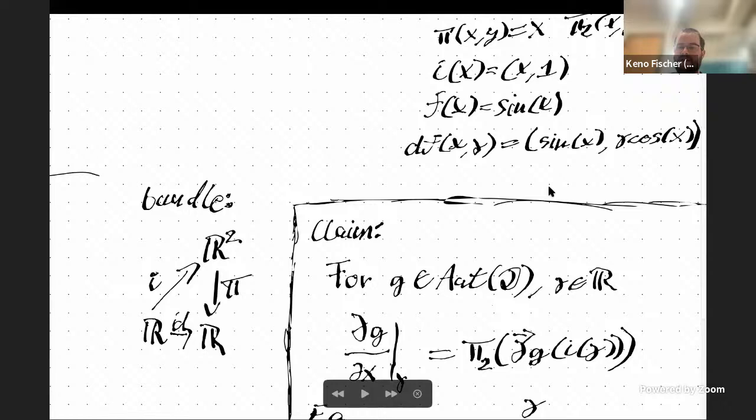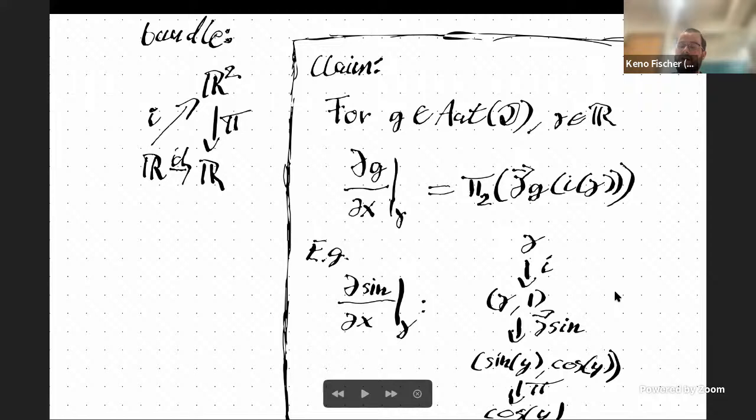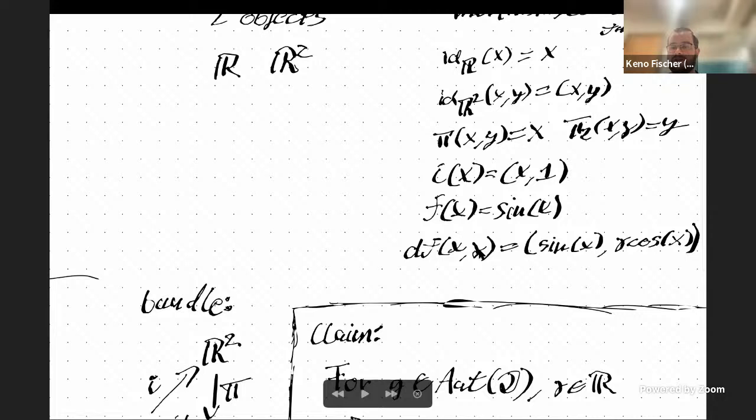Right. So all I'm saying here is that I'm applying this map df to the point y comma one. And I apologize for duplicating notation, but plug in y comma one for the x, y here. And what you get is sine y cosine y. Okay, now that I see what you mean.